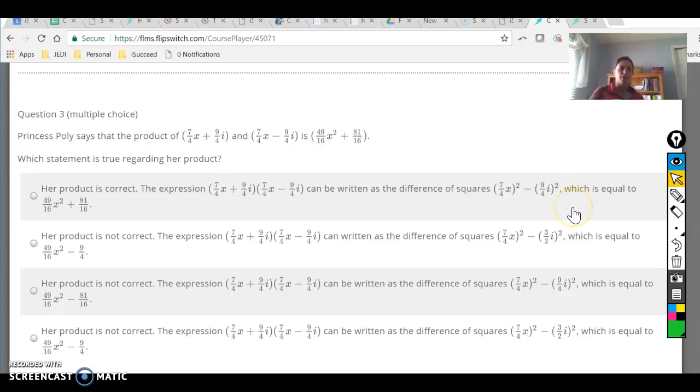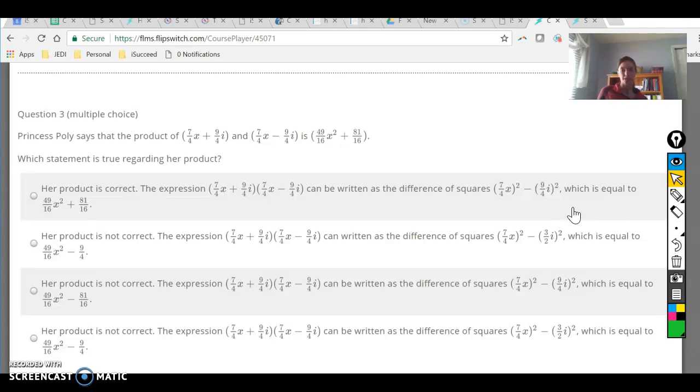Question 3. Princess Polly states that the product of 7/4 x plus 9/4 i and 7/4 x minus 9/4 i is 49x squared plus 81 over 16. Normally, this is a difference of squares, right? And we've seen these before in Algebra 1. If I have ax plus b times ax minus b, the difference of squares means that I will have ax squared minus b squared.